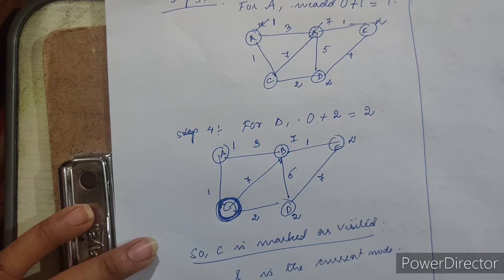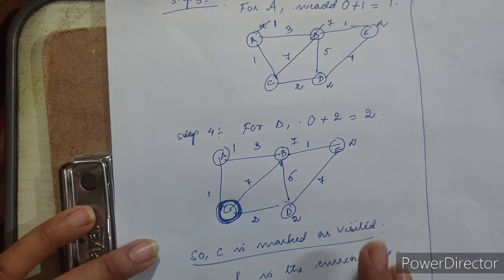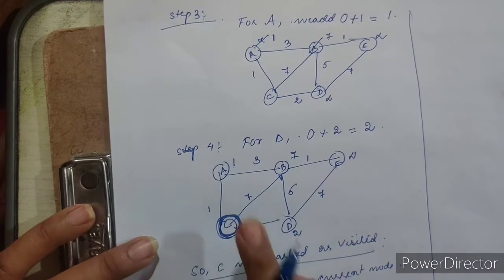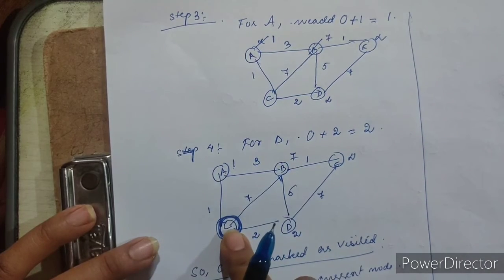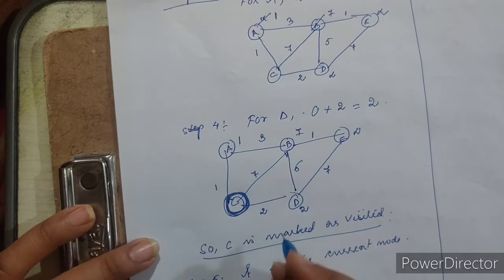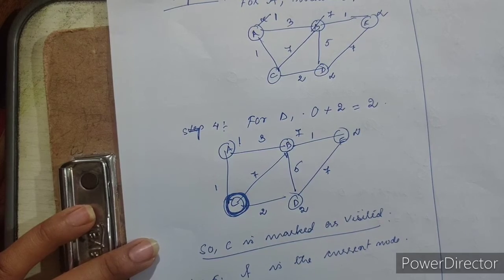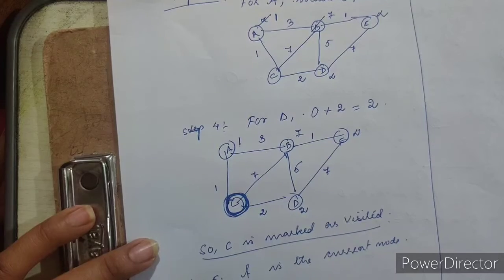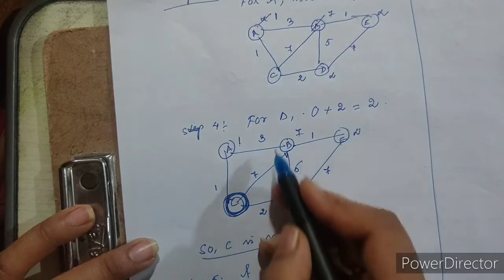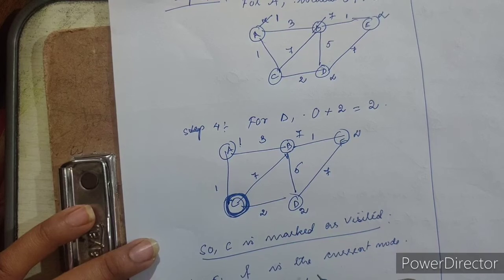Now we will repeat the algorithm, checking the neighbors of the current node while ignoring the visited ones. If you see here, the neighboring nodes of A are C and B. C is already visited, so we will select B. So B is checked. For B, we add the distance of A, which is 1, and the weight, which is 3. 1 plus 3 is actually 4, right? So we obtain 4.